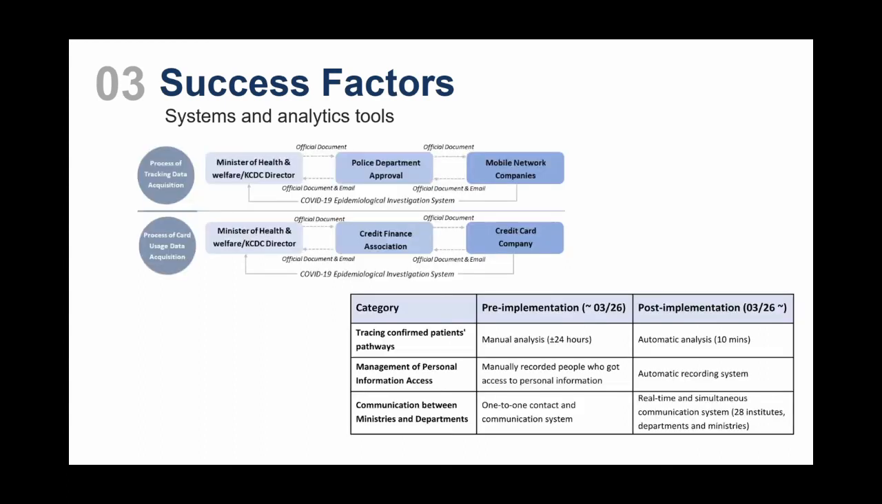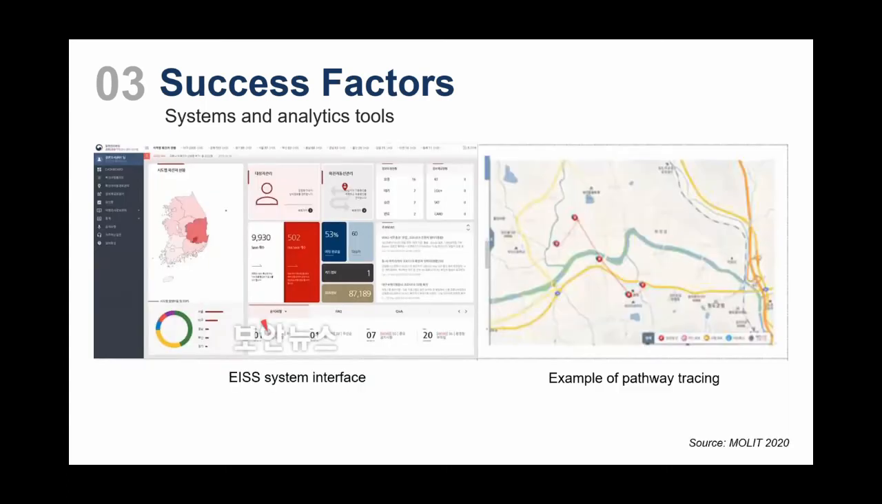And so this is how they got approval from different companies and different associations, and then got approval from the Ministry of Health and Welfare. So you can see in the below table that there is pre-implementation and post-implementation. So they could do the analysis within just 10 minutes. So this is the interface, the EISS system interface, an example of pathway tracing using those data.